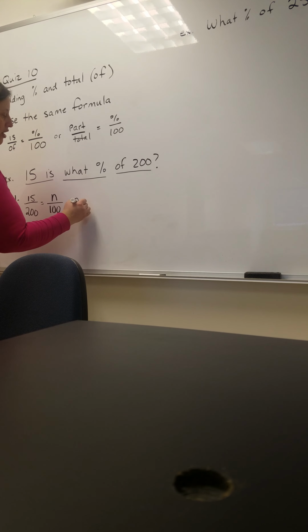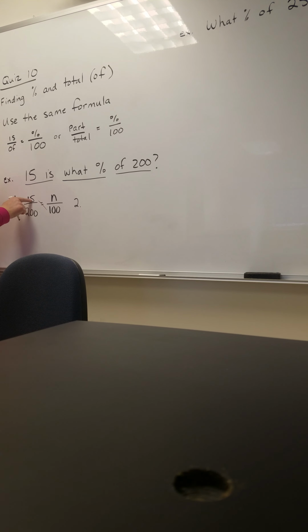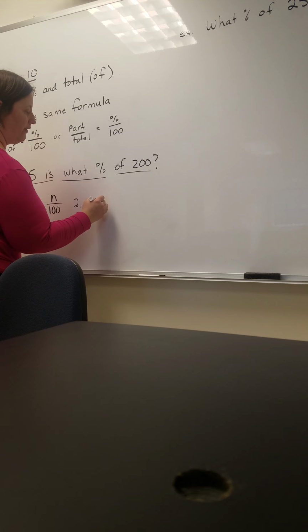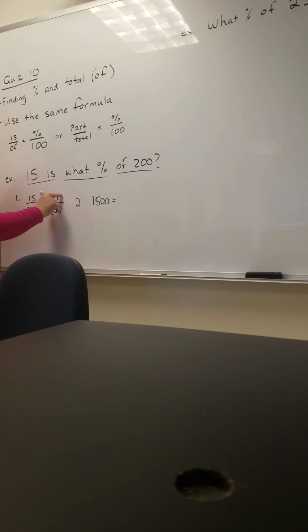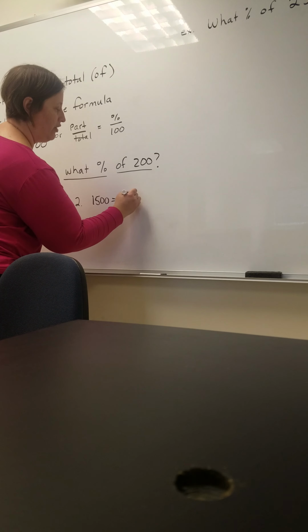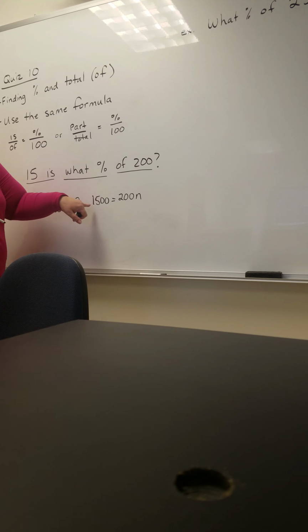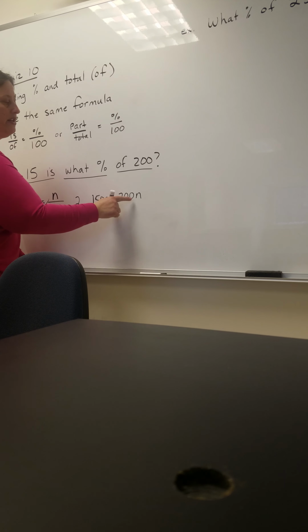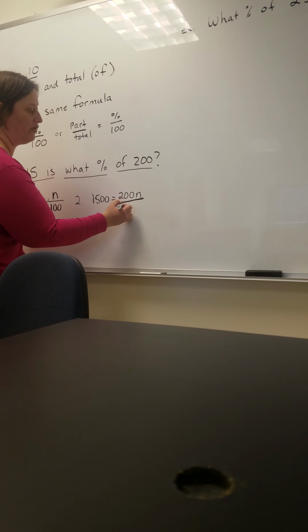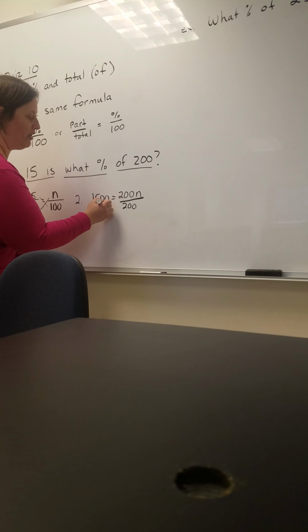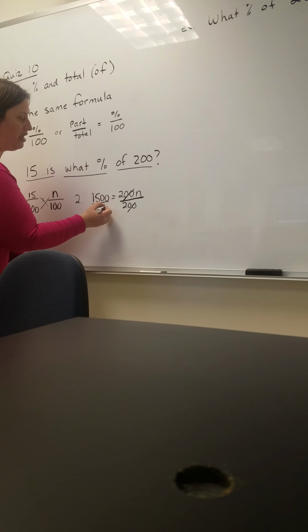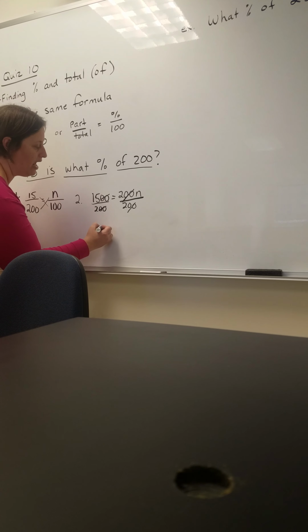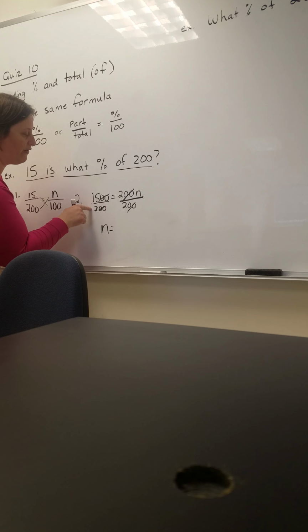Step 2, cross multiply. So we get 15 times 100, which is 1500, equals 200 times n, 200n. Now, if you remember from the last quiz, anytime you have something being multiplied by the n, to get the answer, you have to divide by it to get n all by itself. So we're going to divide by 200, and whatever we do to one side, we do to the other side. So these 200s cancel, these zeros can cancel, and n will equal whatever 15 divided by 2 is.